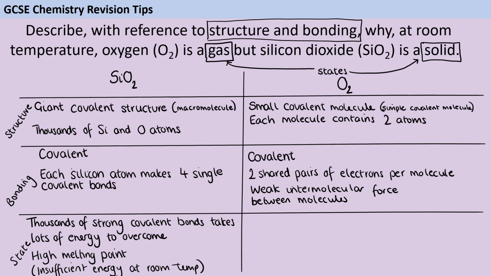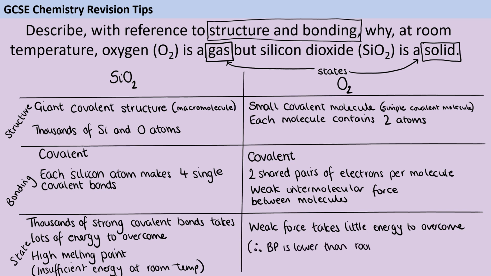Now, oxygen, of course, also has strong covalent bonds, but they don't need to break in order for it to change state. So instead, it's these weak intermolecular forces which take very little energy to overcome. And therefore, its boiling point is lower than room temperature, and at room temperature, it's already boiled and become a gas.